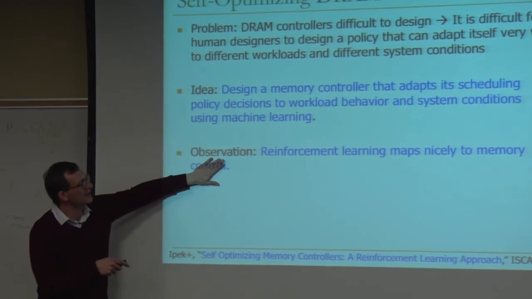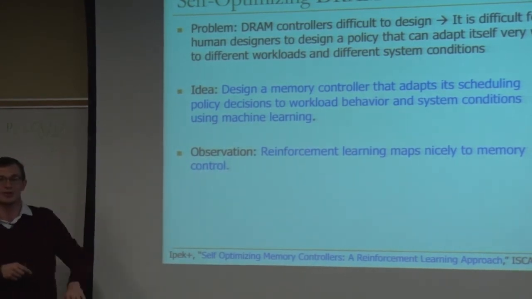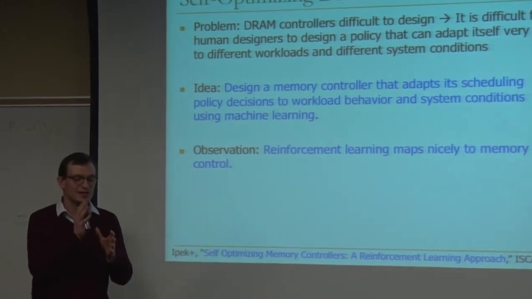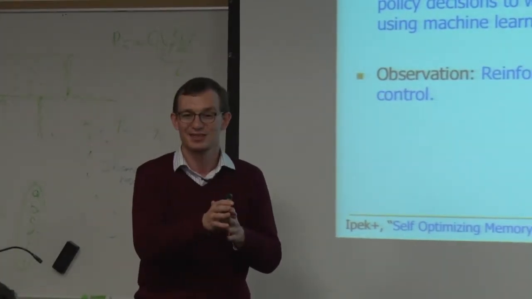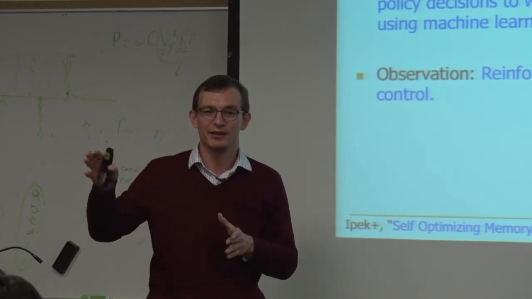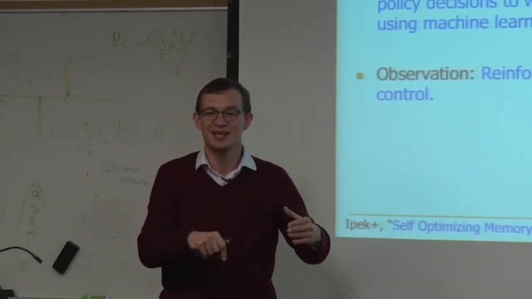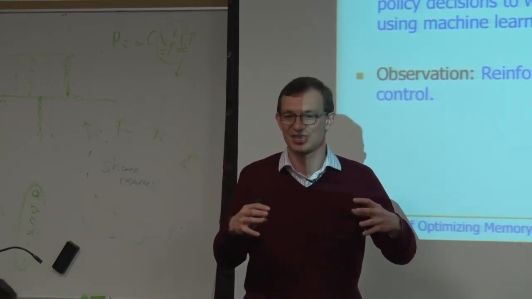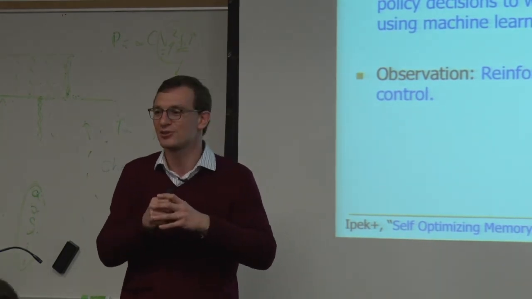So the observation is that reinforcement learning maps nicely to memory control. What is reinforcement learning? Basically, you're in a state, you take some action, and you learn whether you get reward from that action or not. Your reward is your reinforcement, right? And if you get a reward, you learn to repeat that action if you are in that same state again. If you keep getting that reward, now you're reinforced to take the same action over and over when you're in that state. Just like Pavlov's dogs.